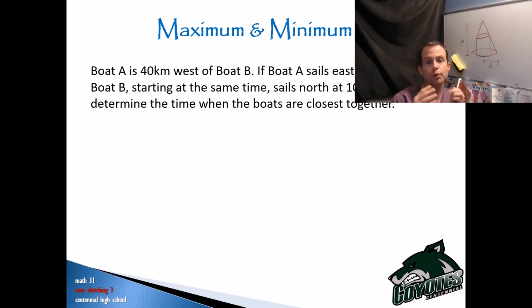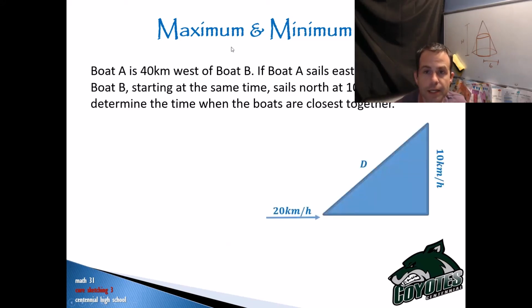So we're going to start with boat A is west of boat B and is going to sail east. So boat A would be right here, and boat B would be right here. Okay, so boat A is 40 kilometers west of boat B, and what's going to happen is boat A is going to sail 20 kilometers east, so it's 20 kilometers that way. Now, remember, my fixed point here is really going to be where boat B started, and then boat B is going to travel this way.